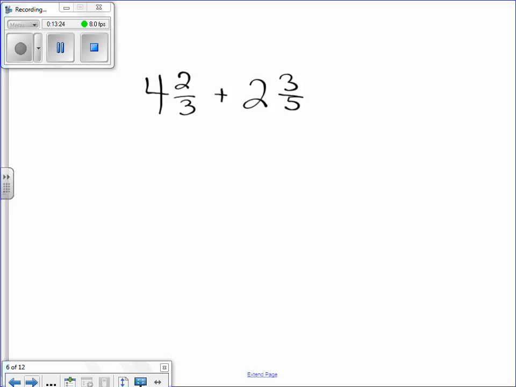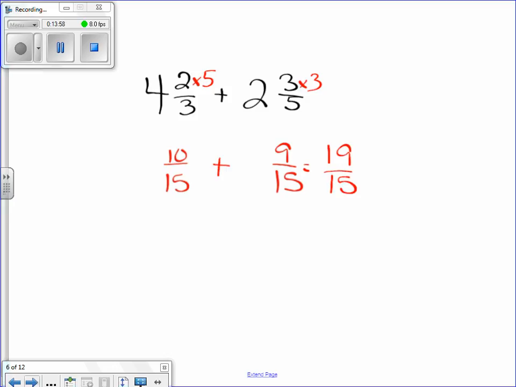Okay, 4 2/3 plus 2 3/5, common denominator of 15. 3 to get to 15 is 5. 2 times 5 is 10. 5 to get to 15 is 3. 3 times 3 is 9. I'm hoping that you guys back there are following along and not just talking. 10 plus 9 is 19 over 15.